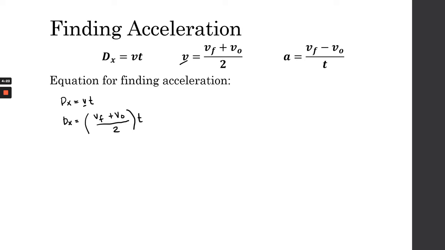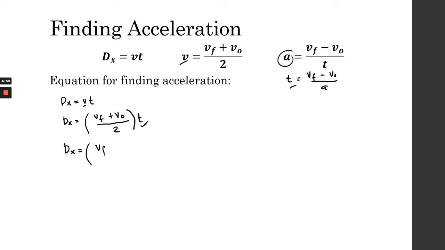Now what we're going to do is substitute the value of t using acceleration. We're going to rearrange the acceleration equation, basically multiplying both sides by time and then dividing both sides by acceleration. From there, we get that time is equal to the final velocity minus the initial velocity divided by acceleration. And we're going to substitute t from this equation right here.